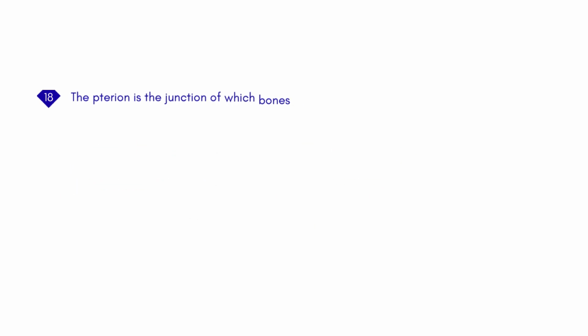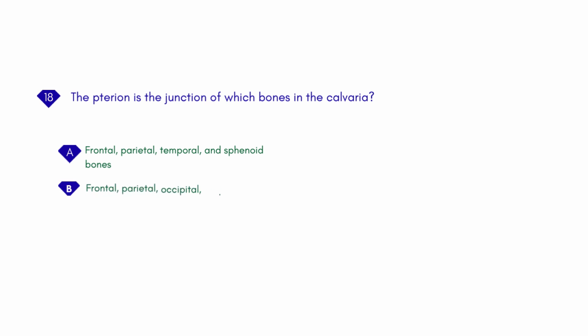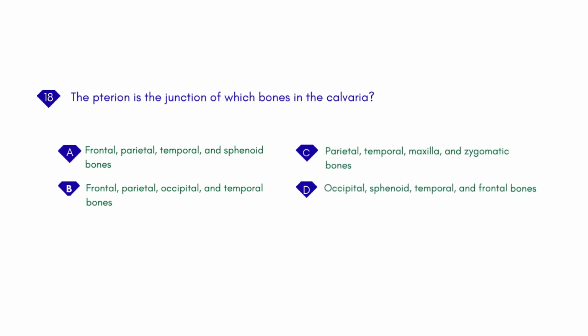The pterion is the junction of which bones in the Calvaria? A. Frontal, parietal, temporal, and sphenoid bones. B. Frontal, parietal, occipital, and temporal bones. C. Parietal, temporal, maxilla, and zygomatic bones. D. Occipital, sphenoid, temporal, and frontal bones. Answer: A. Frontal, parietal, temporal, and sphenoid bones.